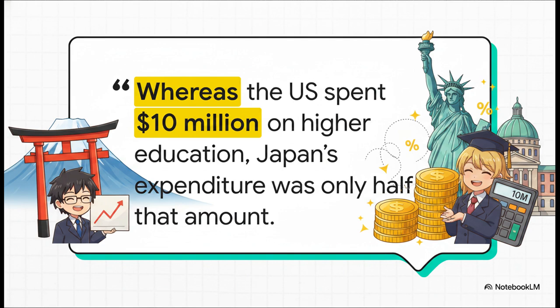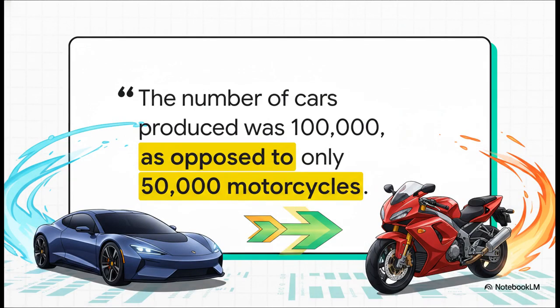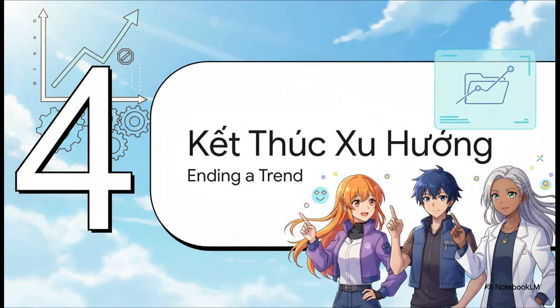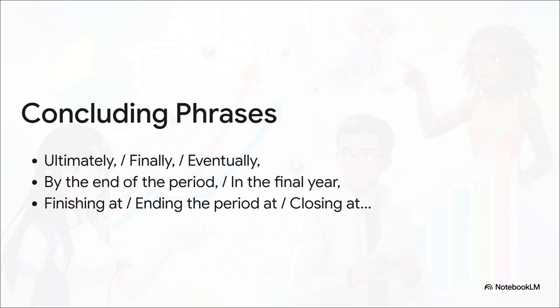And for a really direct comparison, you can use as opposed to. For example, the number of cars produced by the factory was 100,000, as opposed to only 50,000 motorcycles manufactured in the same year. And that brings us to our final section, section 4, ending a trend. These are the phrases you'll use to conclude your description. To wrap things up, you can use summary words like ultimately, finally, or eventually.